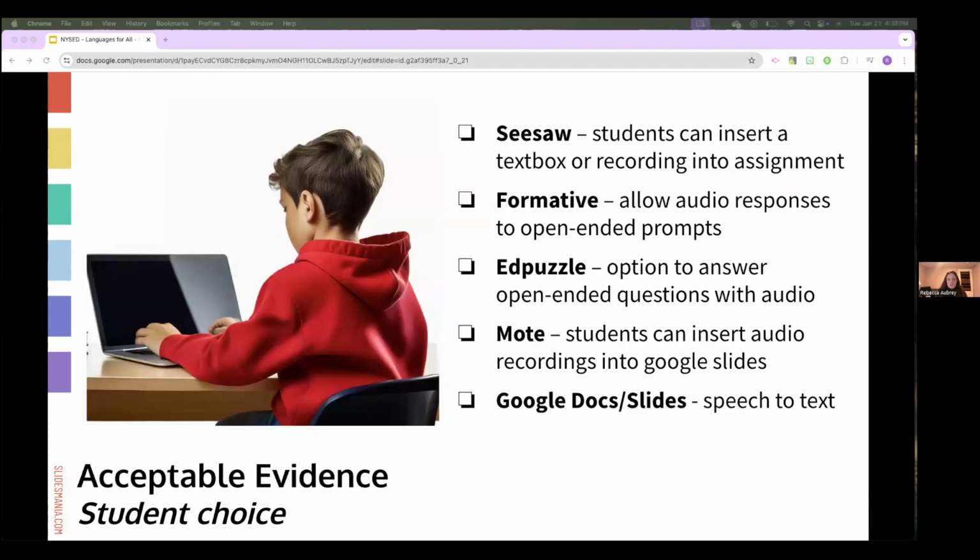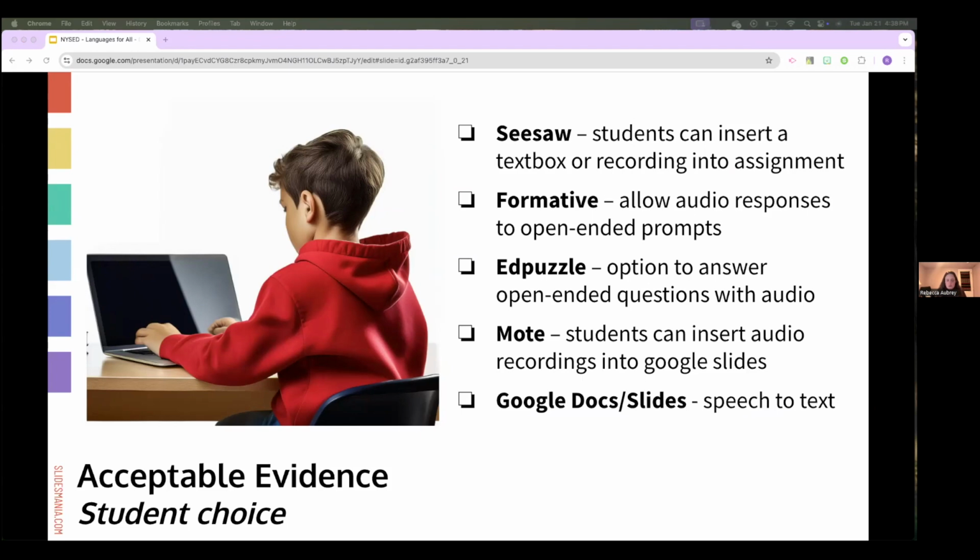Technology offers us so many tools for offering student choice in how they're showing evidence of their learning. I already mentioned Seesaw. I generally like to ask that my students record themselves so that I can hear them talking. But it doesn't have to always be that way. It could be in writing. So in Seesaw, they could enter something in writing.